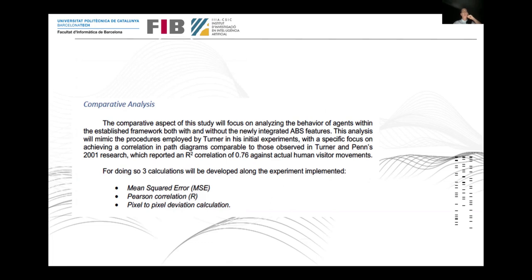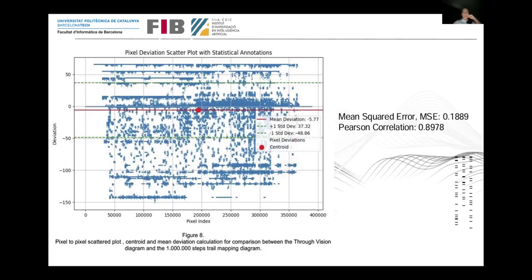So 3 main calculations were taken into account. The mean square error was the first one. Pearson correlation, obviously, to be able to compare with Alasdair's results, and then a pixel to spatial deviation calculation, being able to overlap both diagrams, ours and Alasdair's, on a grayscale. So this is the result that we obtained for the platform at this stage.